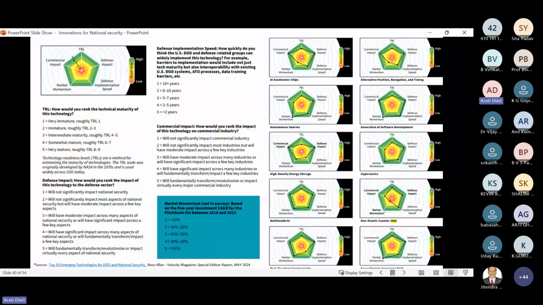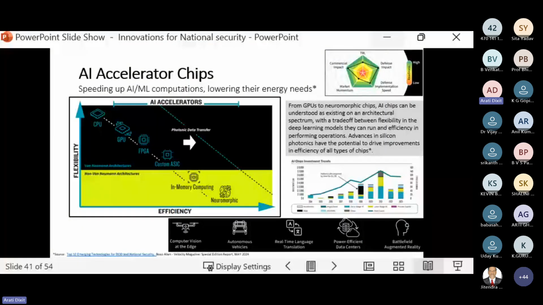And the commercial impact, the fifth corner of the Pentagon. If it is 1, it means it will not significantly impact a commercial industry, and if you go to the outermost point, on the green, it means it will fundamentally transform or revolutionize virtually every major commercial industry. So this is how we can read the radar charts. For each and every technology, we would have a radar chart sitting here.